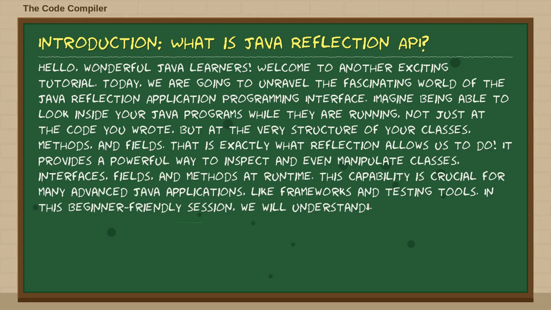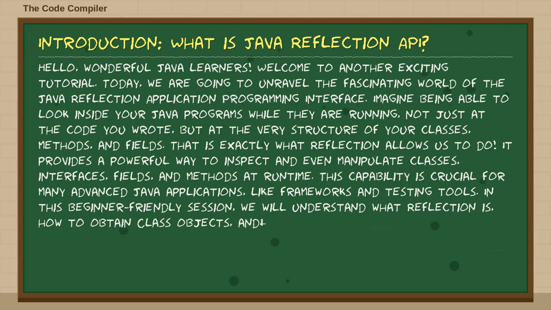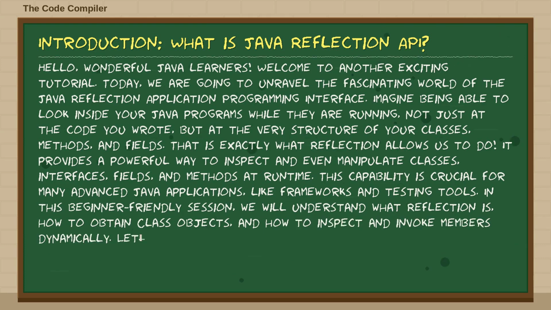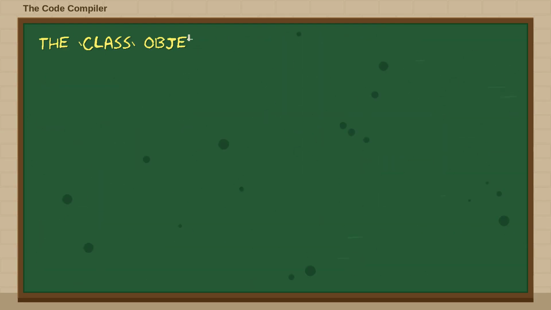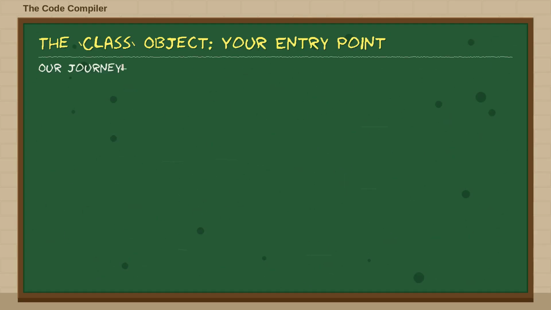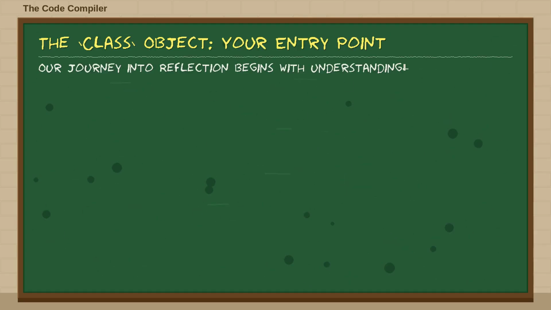In this beginner-friendly session, we will understand what reflection is, how to obtain class objects, and how to inspect and invoke members dynamically. Let us dive in. Our journey into reflection begins with understanding the class object.